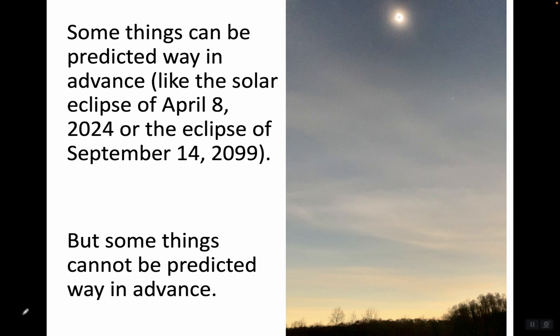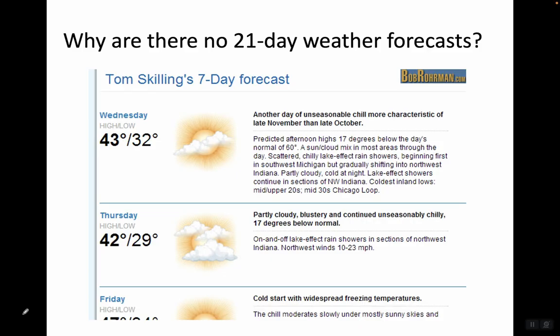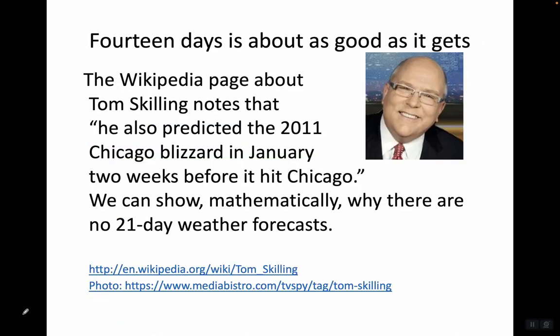But some things cannot be predicted way in advance. For example, why are there no 21-day weather forecasts? 14 days is about as good as it gets. The Wikipedia page about Tom Skilling, retired weatherman who used to forecast weather in Chicago, notes that he also predicted the 2011 Chicago blizzard in January, 2 weeks before it hit Chicago. That's why he's such a weather stud, because he could predict a blizzard 2 weeks in advance. Predicting an eclipse 2 weeks in advance is not such a big deal.